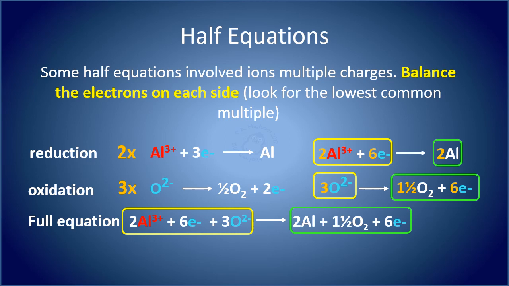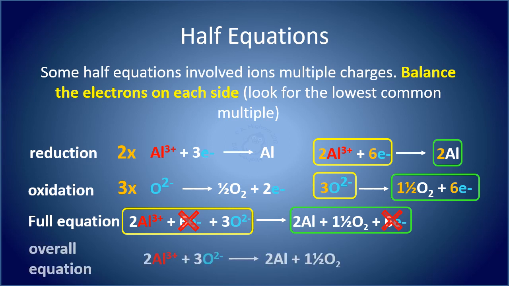We look to see what we can cancel out. Obviously we've got 6 electrons on that side and 6 electrons on that side, because that's the whole point of balancing the electrons on each side, looking for the lowest common multiple. And then we just drag down everything that's left, and that gives us our overall equation. Okay.